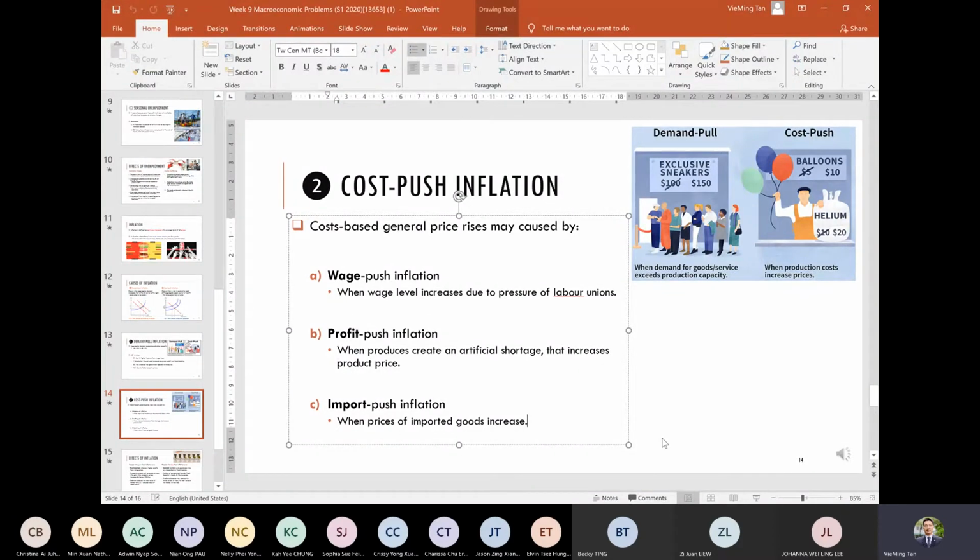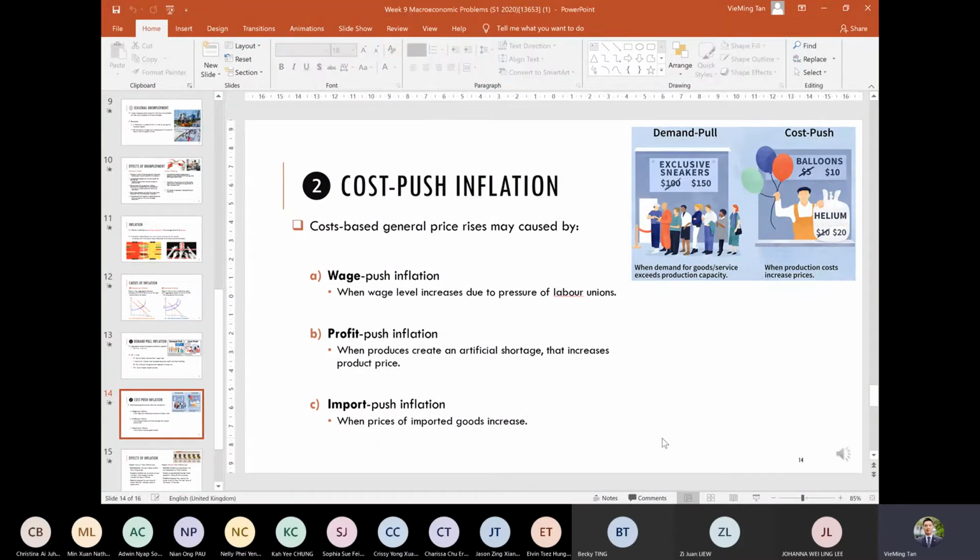Lastly, it can be because of imported goods. The imported goods that the country purchases from other countries may increase in price. If the price of imported goods increases, this can also increase the production cost in a local firm. Once this happens, this will shift the AS curve to the left.